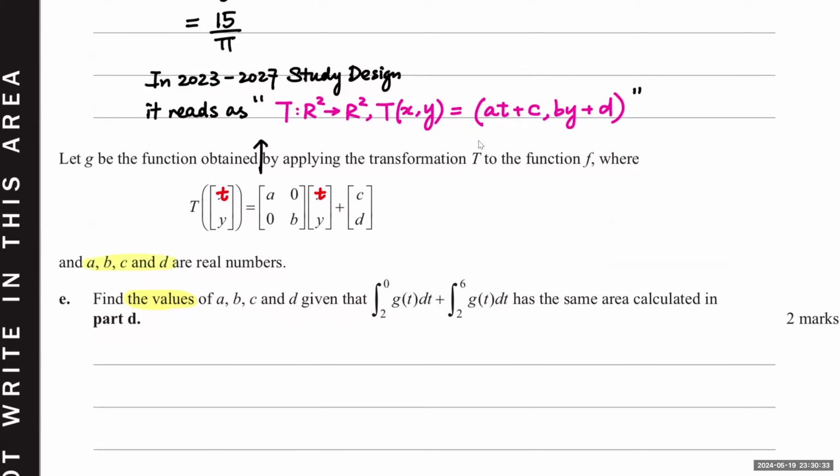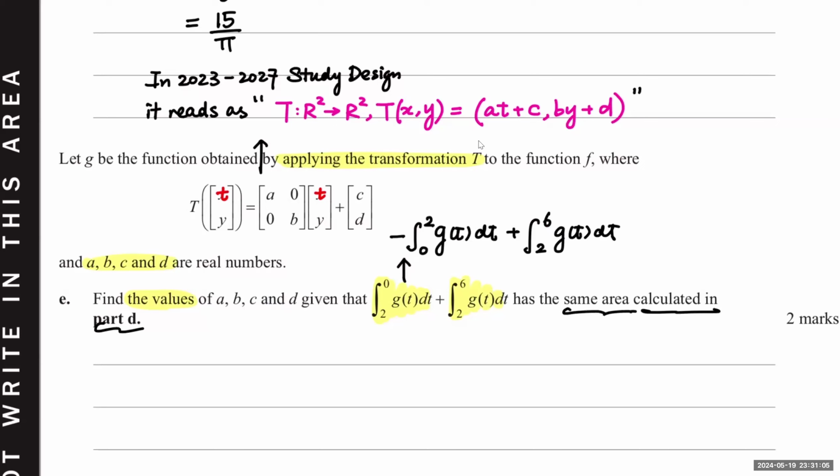So we need to apply a sequence of transformations such that this thing here plus this thing, 2 to 0 g of t. Well, the reason why they had a large number at the bottom is because it's actually minus the integral from 0 to 2 of g of t dt, plus the integral from 2 to 6 of g of t dt, which has the same area calculated in part D. So we would like this thing also to equal 15 over pi, okay?